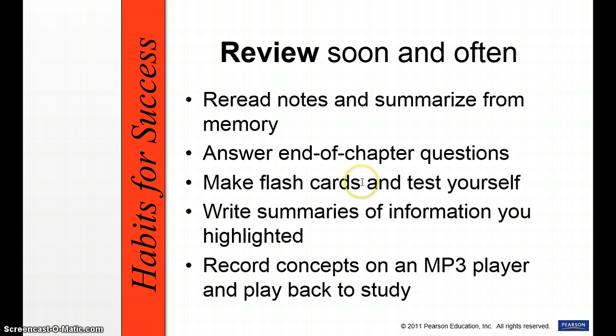It's review soon and review often. This means if you just read a chapter for history on Monday, the next time you should see that again shouldn't be the next Monday. You should reread these notes and summarize as soon as the next opportunity is available, preferably at the end of that class day. If a chapter comes with questions, you can answer those questions for yourself. If it's vocabulary or words, make flashcards and test yourself, or write your own summary. Some people record their concepts for themselves and play back to study. So you're almost lecturing yourself at that point, or making some notes to yourself that you can play back for later.